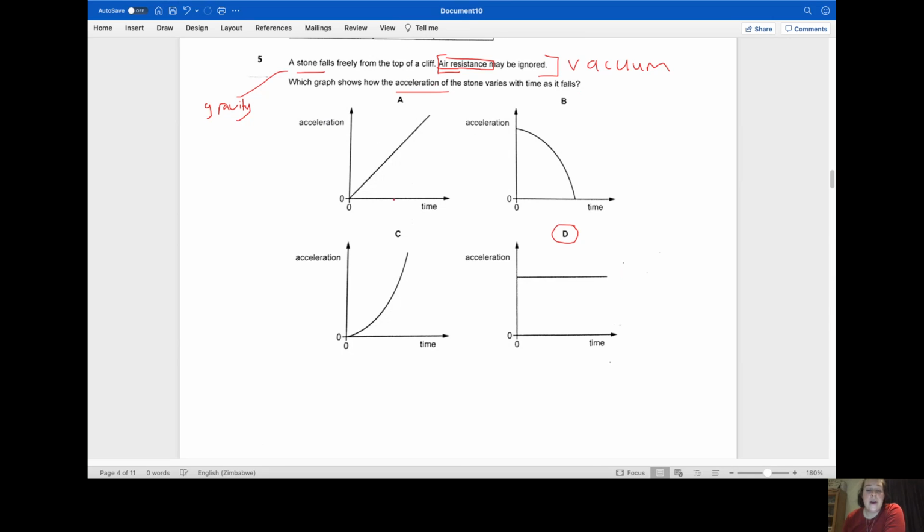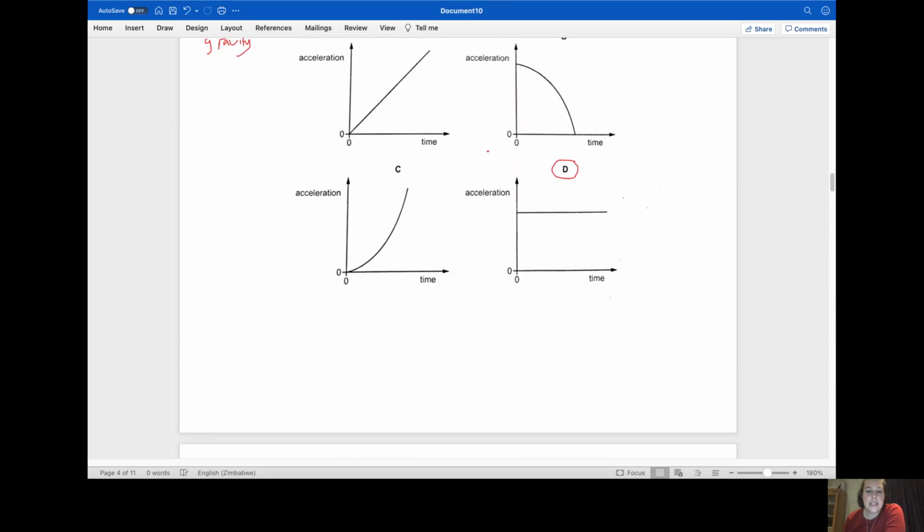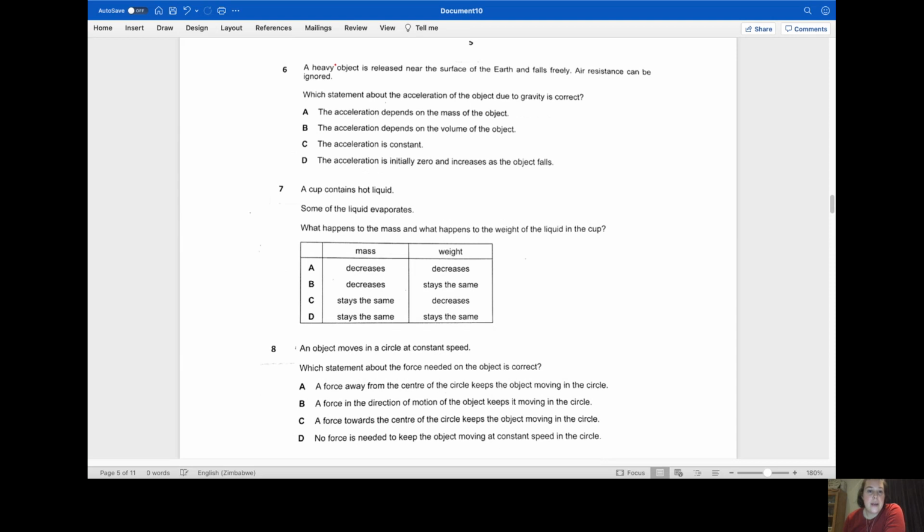It's acceleration due to gravity. So that was quite a tricky one. You had to read this. Air resistance may be ignored. And I think question 6 is the same. So a heavy object is released near the surface of the earth and it falls freely. Air resistance can be ignored. How does it fall? Gravity.